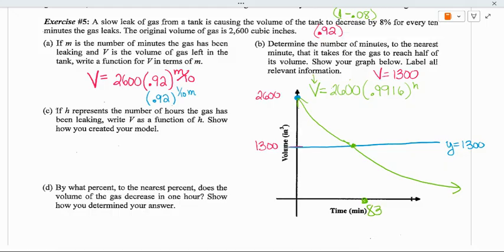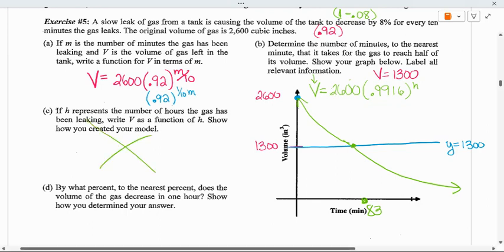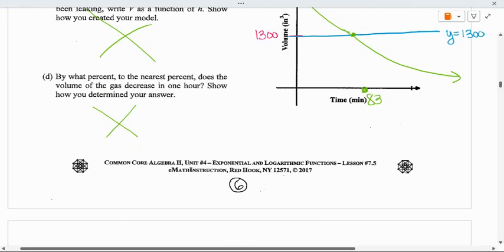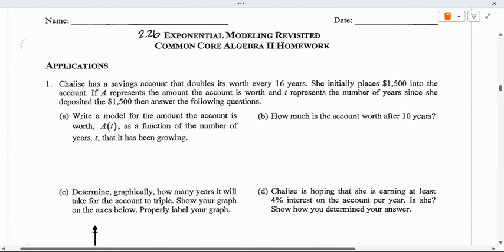If h represents the number of hours the gas has leaked, write a function to show how you created your model. Let's see. We're going to skip that. By what percent is the volume of gas decreasing in 1 hour? We already did this. Skip that one. Let's go on to the Euler activity.